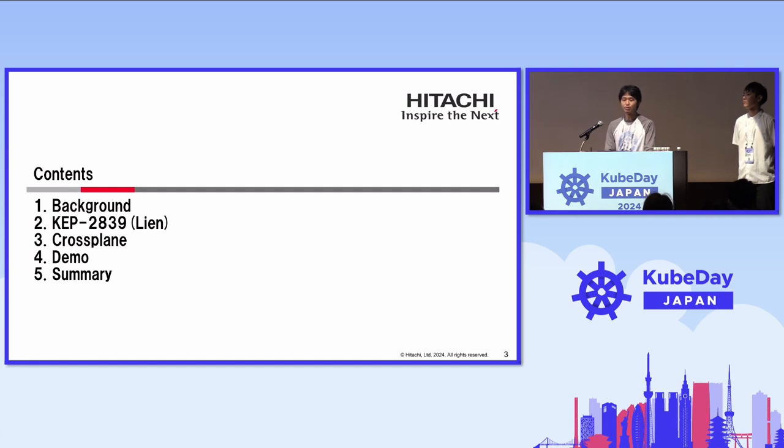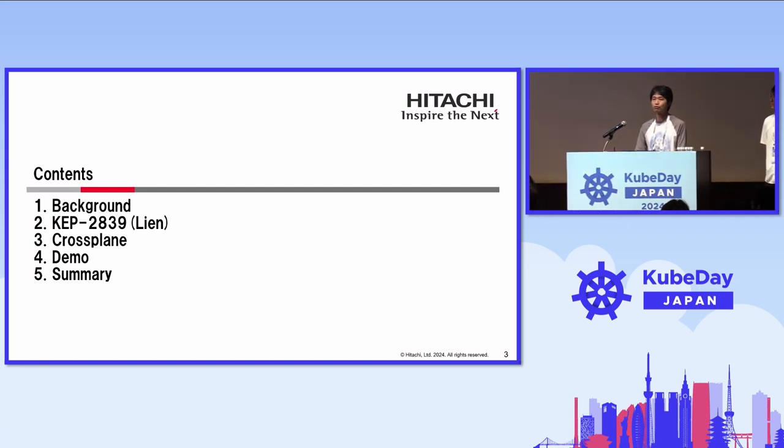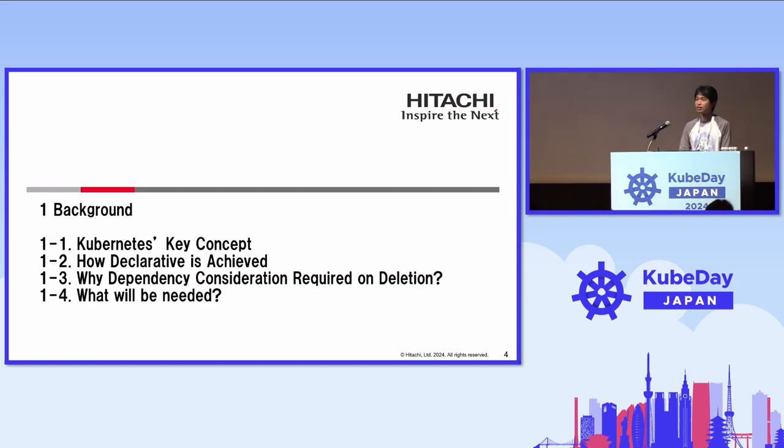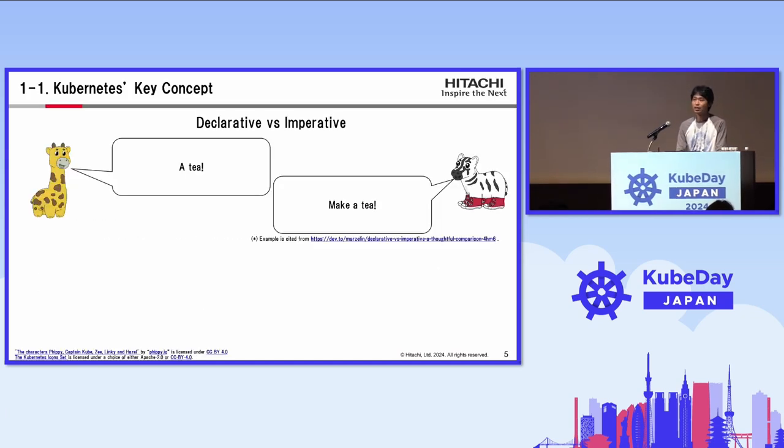I will first explain the background and discussion in the Kubernetes community. Then Akiho will explain the feature in Crossplane, show the demo, and finally conclude. Today, I will talk about my desired world, or a world without dependency consideration, as the session title goes. Let me start with explaining that my desired world aligns with the desired world of Kubernetes.